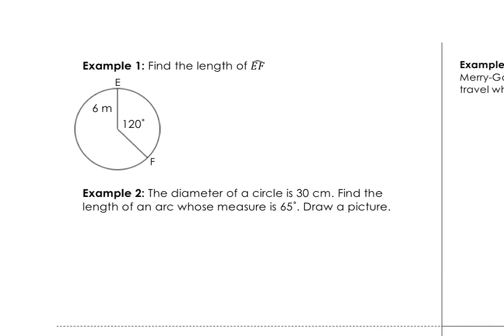So example 1, it says find the length of EF. So it's not saying find the measure. If it said find the measure of EF, the measure of EF would just be 120, but we want to find the arc length. So if we were to again take that piece of the circle and lay it flat and measure it, how long would it be? So the way we do it is we take the fraction of the circle, which is going to be the angle over 360, times 2 pi times my radius, which is 6.